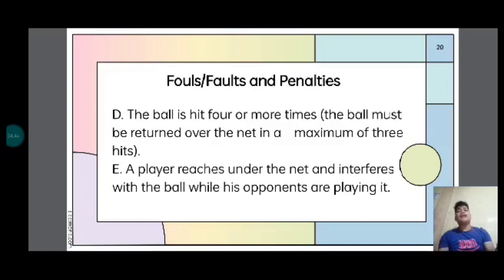Lastly, a player reaches under the net and interferes with the ball while his opponents are playing it. Another example is when the opponent's side is playing for the spike, and your hand reaches over the net, not arriving on your side of the court. It will be counted as a penalization, fault, or foul for playing the game.